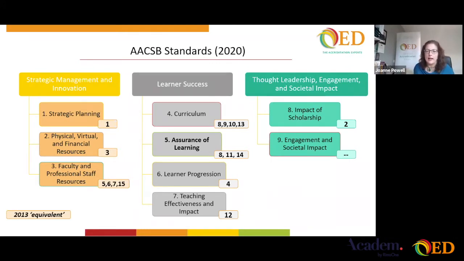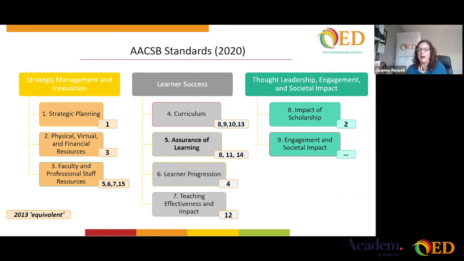on assurance of learning. And within the 2020 standards, Standard 5 includes much of what was held under 2013 within Standard 8 around AOL, Standard 11 around degree program equivalence and educational level, and then Standard 14 on executive education. Now, the one thing I will say is that Standard 8 under the 2013 standards also dealt with curriculum management, and that's moved into its own standard under 2020, Standard 4.